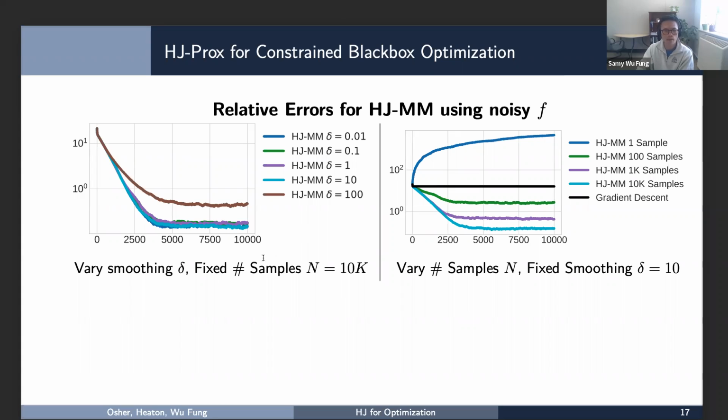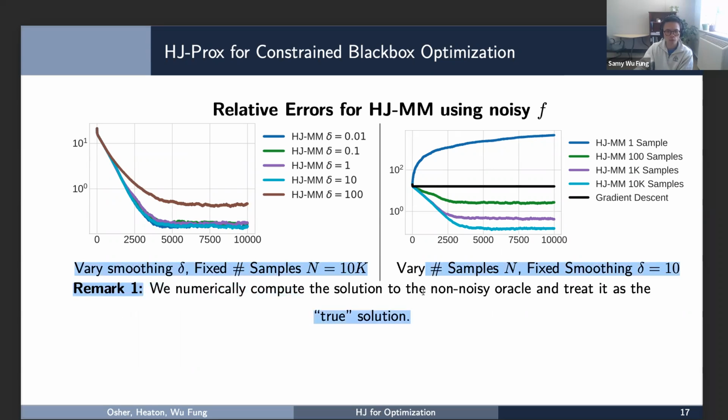And on the right side, I'm going to now fix that best delta, which is delta equals 10, and I'm going to vary the number of samples. And what we see here is that if I use one sample, it diverges because I am nowhere near an accurate approximation of this proximal. But as I increase the number of samples, I do better and better. In particular, we use up to 10,000 samples. This is a 1,000 dimensional problem, so 10,000 samples is actually not bad, depending on your application. And again, we do gradient descent just as a sanity check that our proximal is indeed doing something.